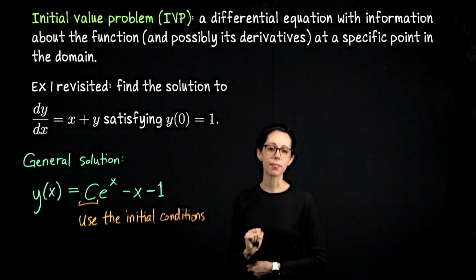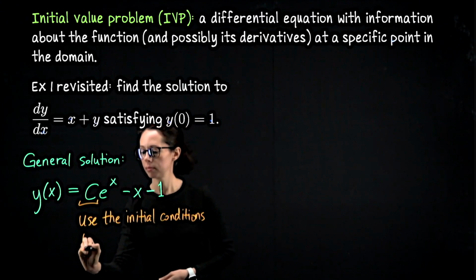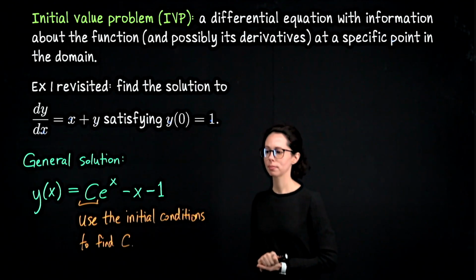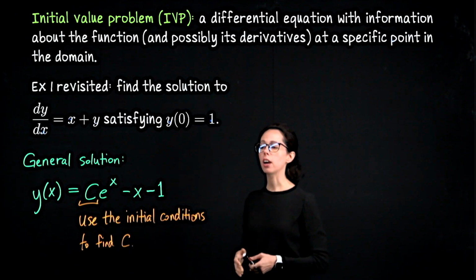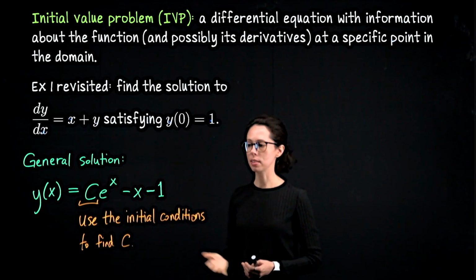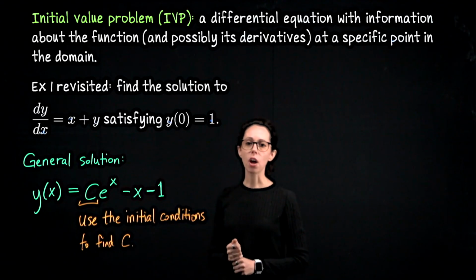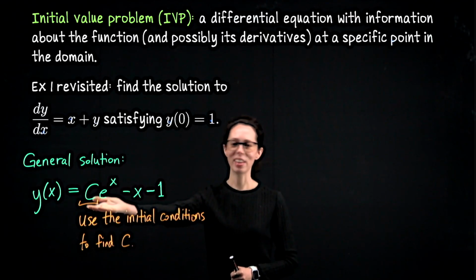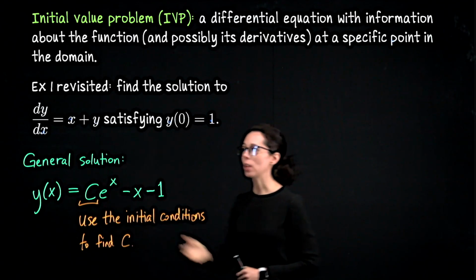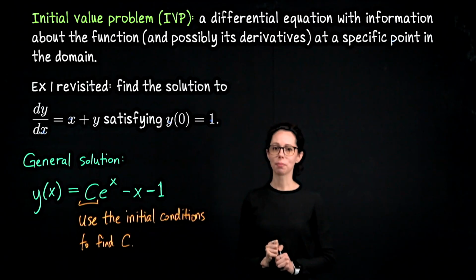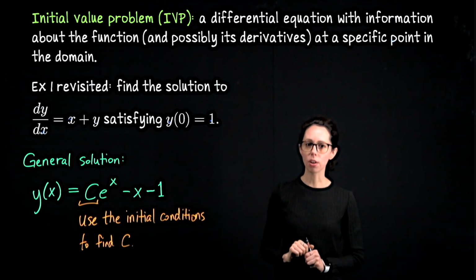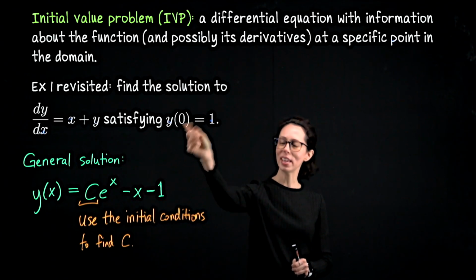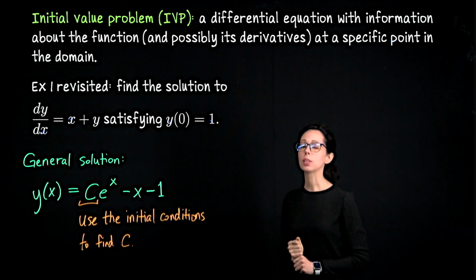to find a specific value of C. So in other words, there are infinitely many functions of this form that solve the differential equation dy dx equals x plus y. You could pick infinitely many possible values of C and they will solve just the differential equation. But there's only one that also has the property that the value of y, the dependent variable, when the independent variable x is 0, is 1.